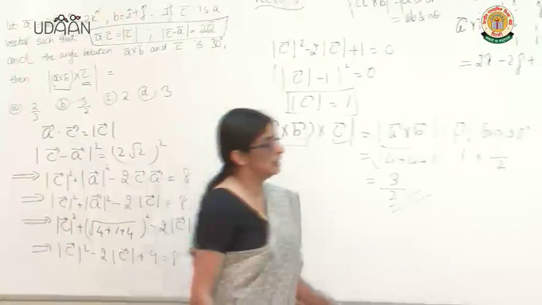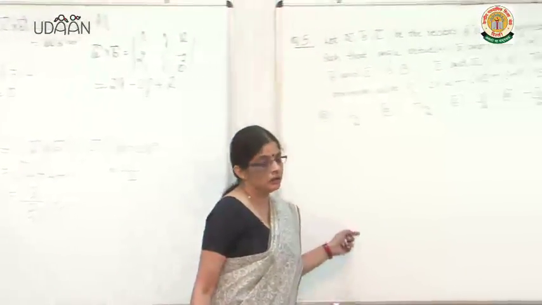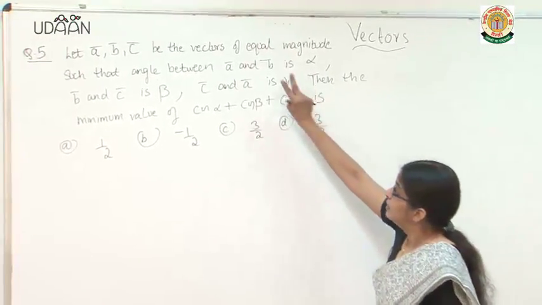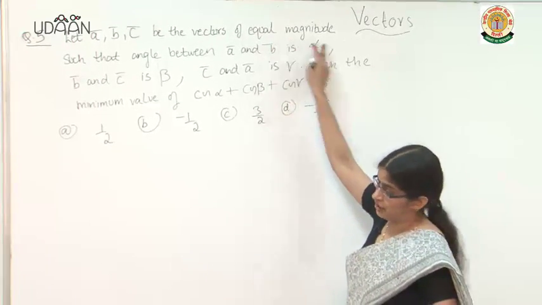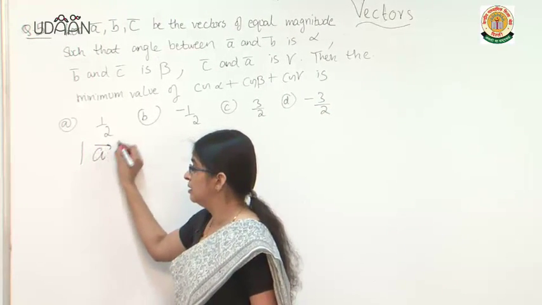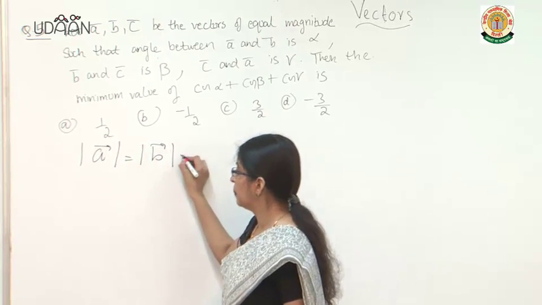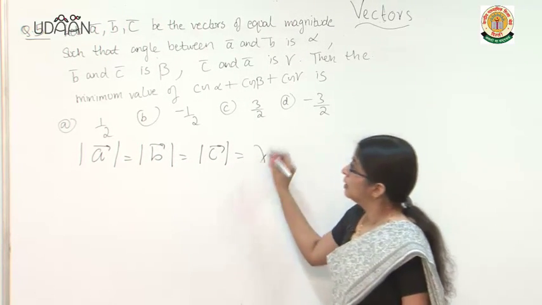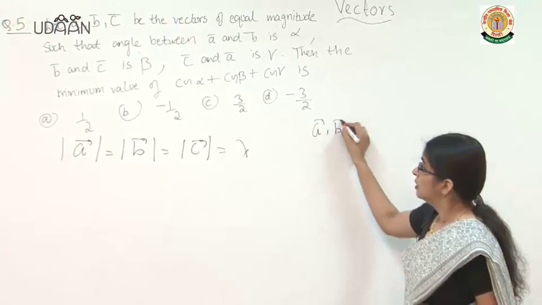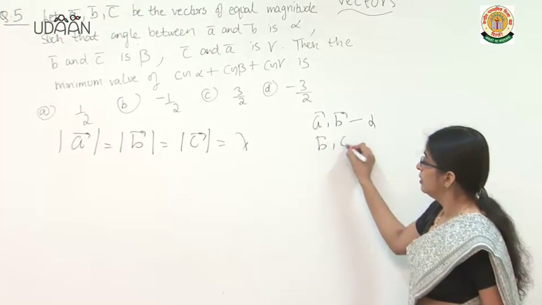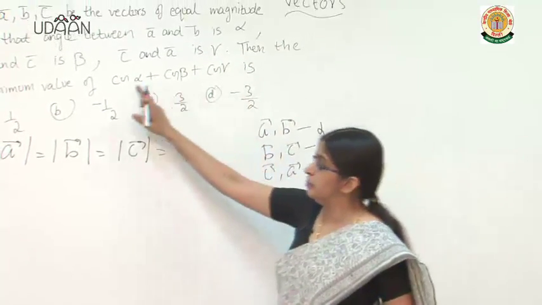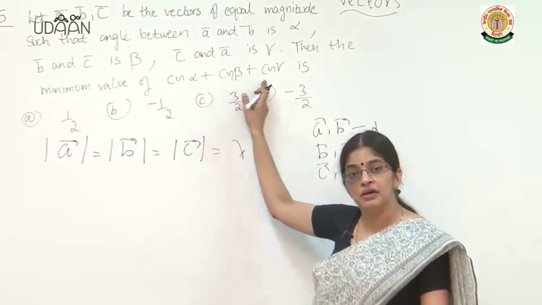Okay. Next question, question number 5. Read the question once. Vectors A, B, C are 3 vectors of equal magnitude. Let us take the magnitude of A, B, C to be lambda, such that angle between A and B is alpha, B and C is beta, C and A is given to be gamma. We need to calculate the minimum value of cos alpha plus cos beta plus cos gamma.